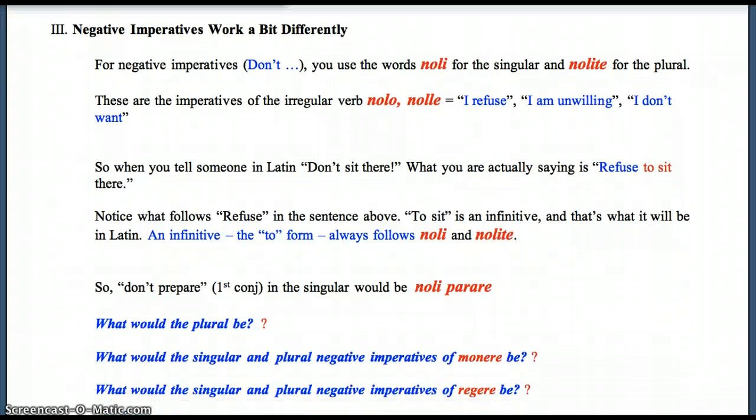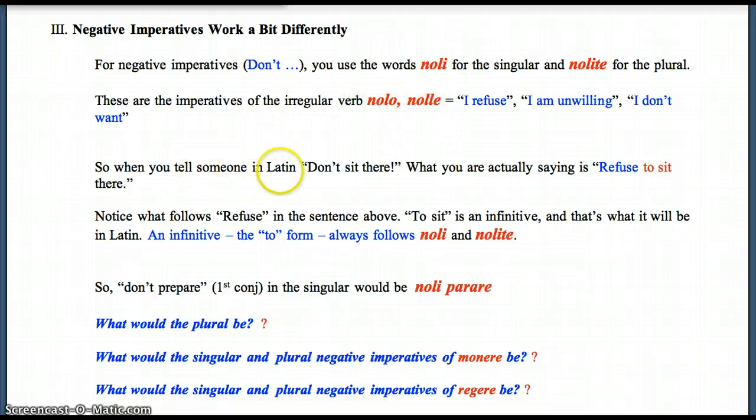Let's talk now about negative imperatives. They work a little bit differently. For negative imperatives, like in English, when you have don't sit, don't stand, don't do this, don't do that, you use the words noli for the singular and nolite for the plural. Noli and nolite. These are all coming from the irregular verb nolo, nolle, which really means I refuse, or I am unwilling, or I don't want. It's the negative of volo, to want. So these are all imperatives of this verb.